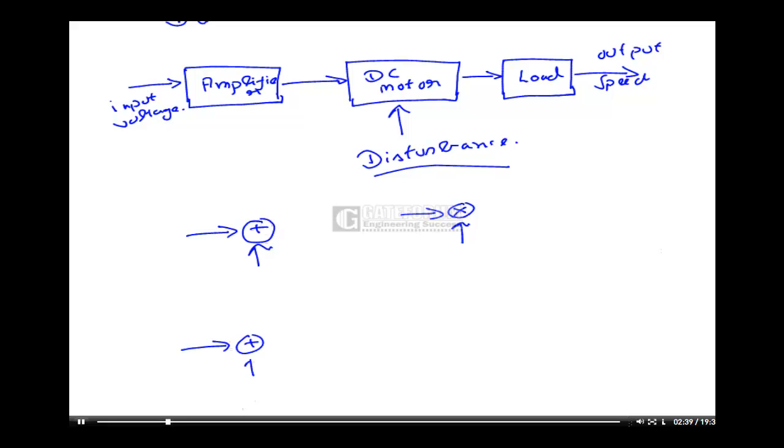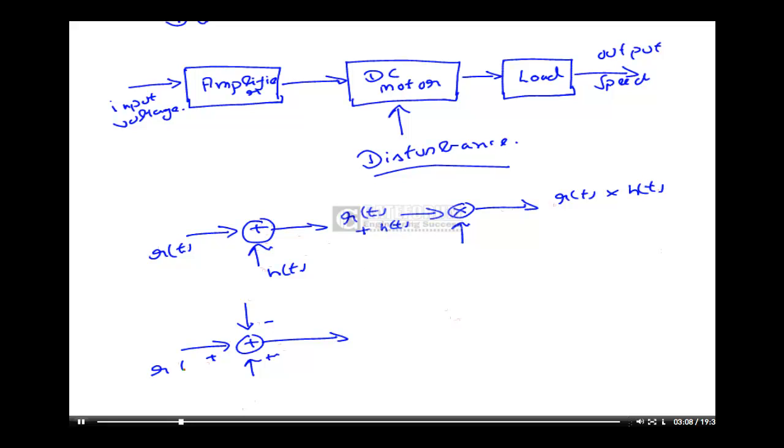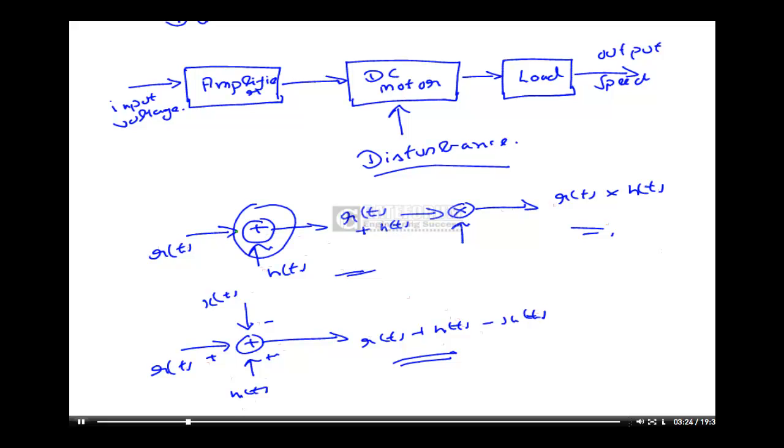There can also be a minus somewhere. Likewise, suppose the inputs are R(t) and H(t), then in this case the output will be R(t) plus H(t). In this case it will be R(t) multiplied by H(t). In this case this is R(t), this is H(t), and this is suppose X(t). Then it is R(t) plus H(t) minus X(t). So these are some of the compositions for any control system.